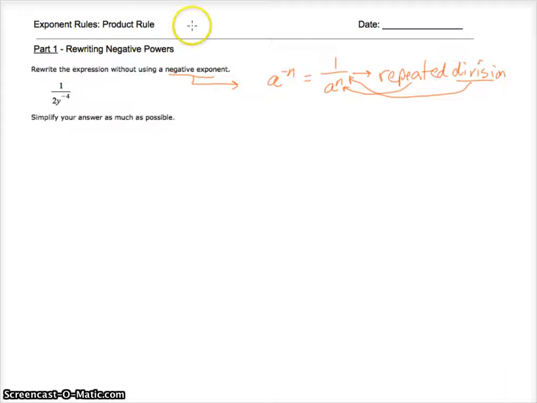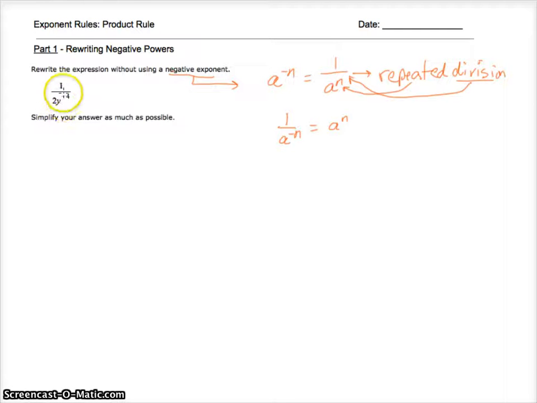So, similarly, if I have 1 over a to the negative n, I can't have a negative in the denominator because, because of my rule, a to the negative n is 1 over a to the n. So similarly, 1 over a to the negative n takes us back to a to the n. When you divide by fractions, you end up multiplying by its inverse. So let's look at the example here.